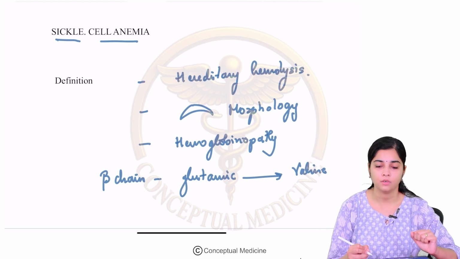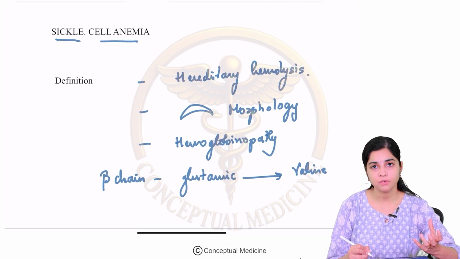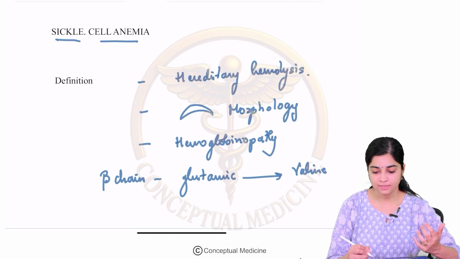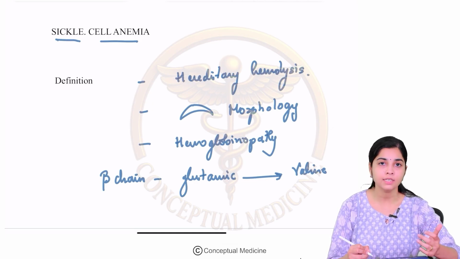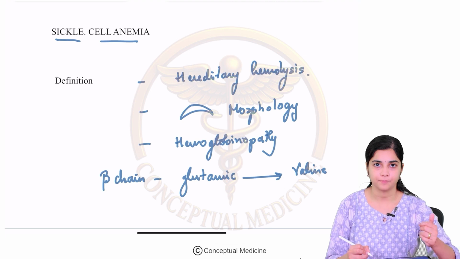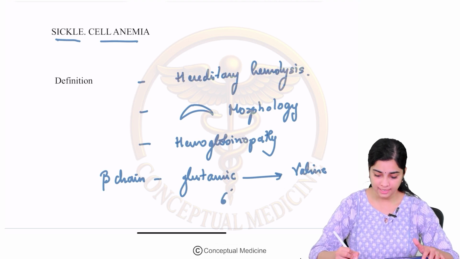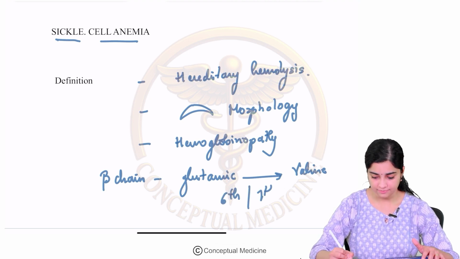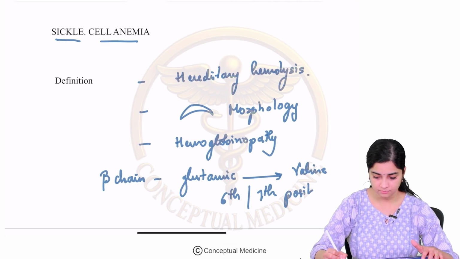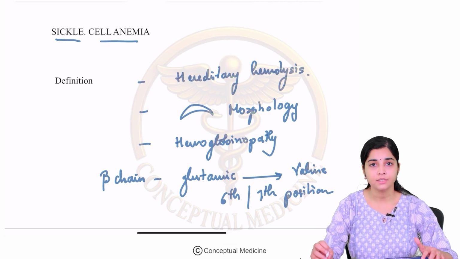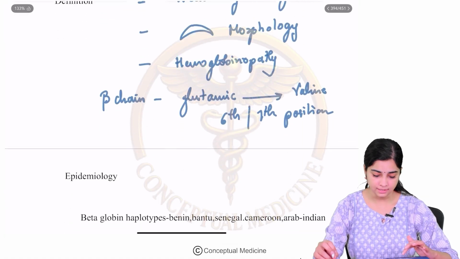sickle cell anemia. So this is a type of hereditary hemolytic disorder. It's a hemoglobinopathy where glutamic acid is substituted by valine in the beta chain of the hemoglobin. So this usually happens in the 6th or 7th position. Alright, so this is sickle cell anemia.